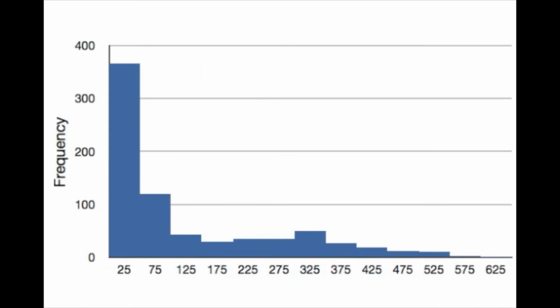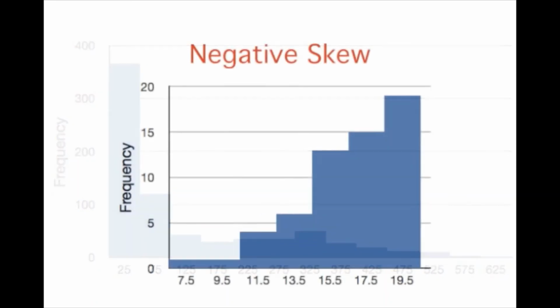Here we see the salaries of Major League Baseball players in 1974 in thousands of dollars. This distribution has an extreme positive skew. Although less common, some distributions have a negative skew.